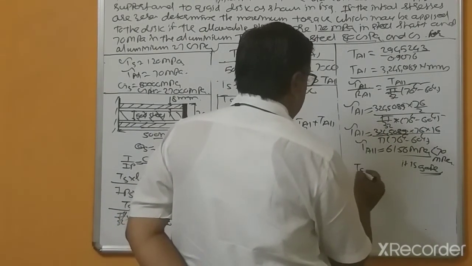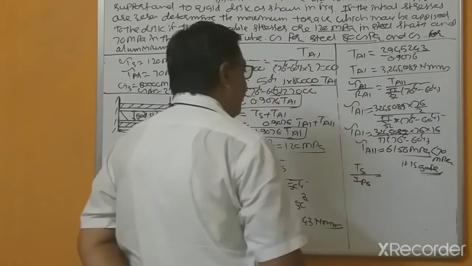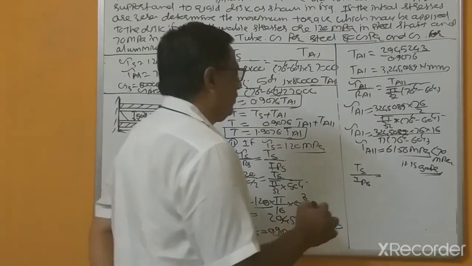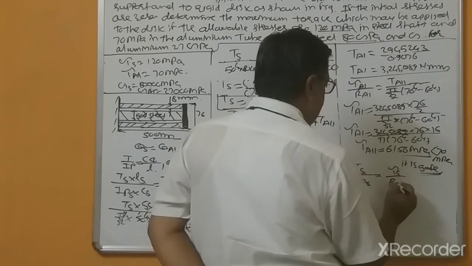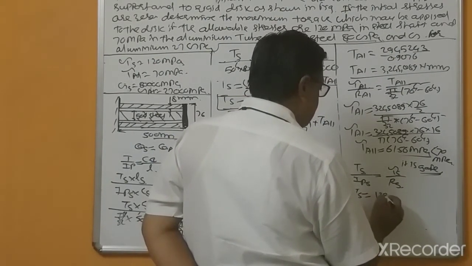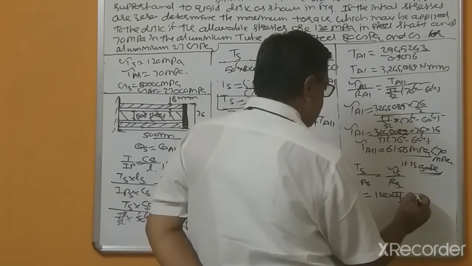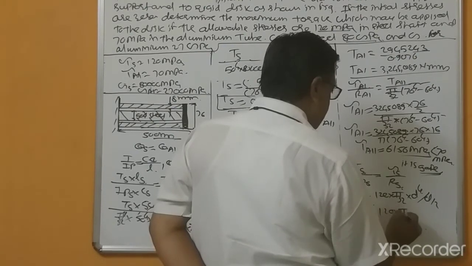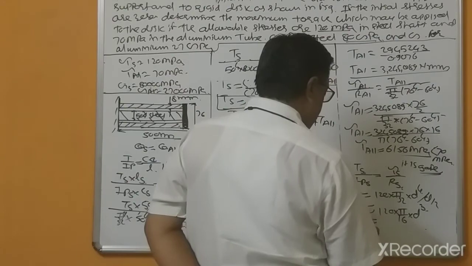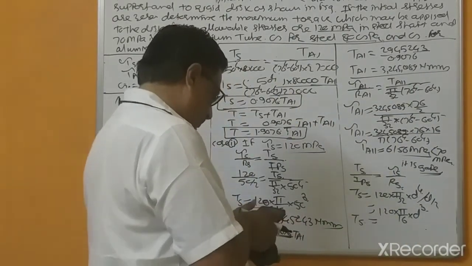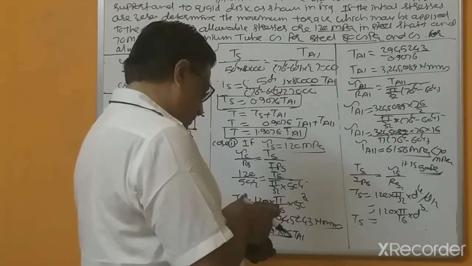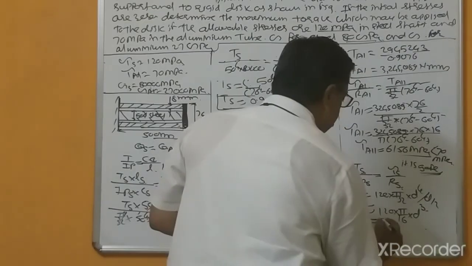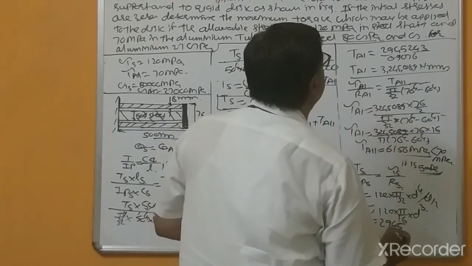And by using the formula T by J equal to tau by R, tau S, because we consider this is 120, so this is tau S multiplied by J by RS. So Ts is 120 times pi by 32 d raised to 4 divided by d by 2. This is pi by 16 multiplied by d cube. Now Ts equal to 120 into pi divided by 16, 50 cube, equal to 294,243. That is correct.